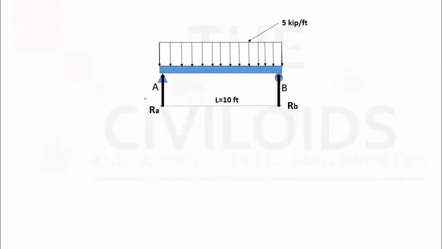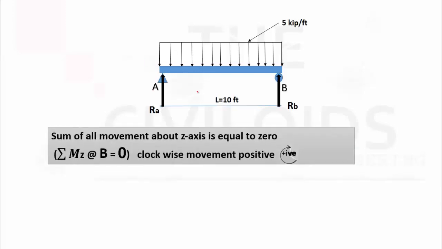Now to find the reactions RA and RB, we have to take the moment about either A or B equal to 0. If we want to find the reaction RA, we have to take the sum of all moments equal to 0 at B, and if we want to find RB first, we have to take the sum of all moments about A equal to 0. We want to first find RA, so I have taken the sum of all moments about the z axis equal to 0 at B.